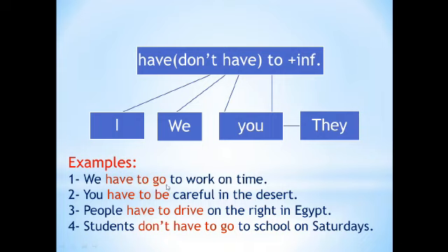If we notice here, we can see that have to is followed by infinitive. Have to go, have to be, have to drive, and the last one, don't have to go. So, have to and don't have to are followed by infinitive.